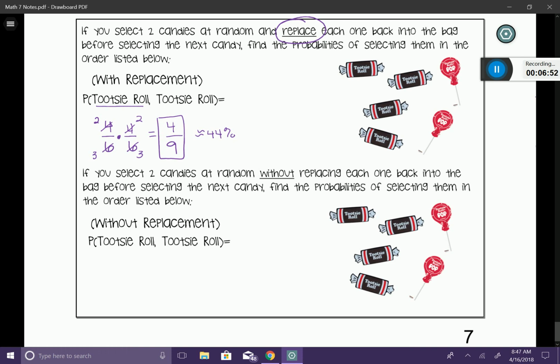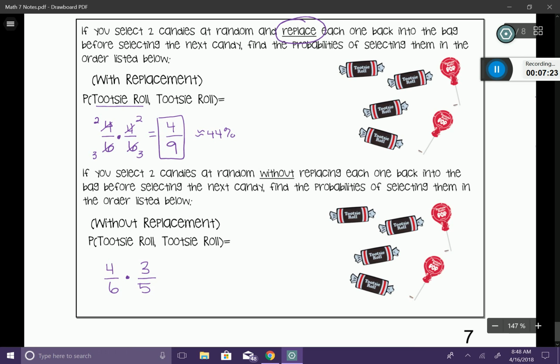So without replacement, what are the chances of pulling out a Tootsie Roll? Well, it's still 4 out of 6. But now we've taken the Tootsie Roll and eaten it. So what are the chances of pulling another Tootsie Roll out? We've already eaten one of them, so there are only 3 left in the bag. It also means the total number of candies in my bag decreased by 1, giving me a denominator of 5. At this point, I'm done.